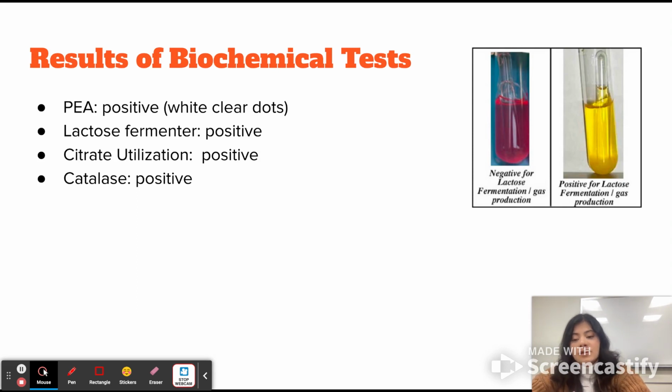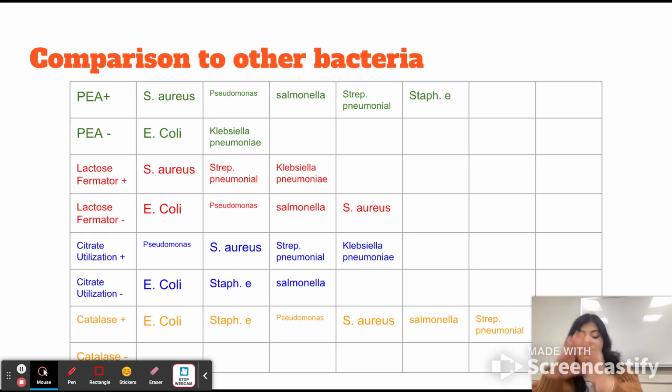Now, for the biochemical tests that I mentioned, out of plenty, they were the PEA, lactose fermenter, citrate utilization, and the catalase. And in this next slide, I give a good visual of the other bacteria compared to the tests I just mentioned. And what each of these tests do, I will tell you.